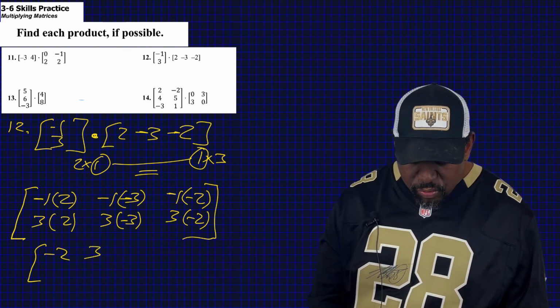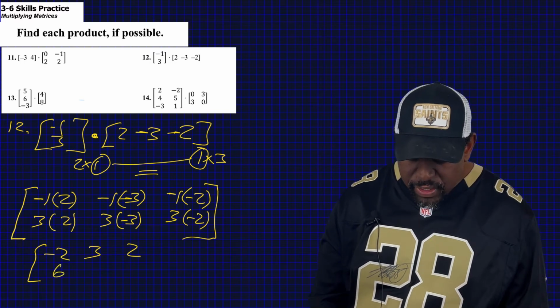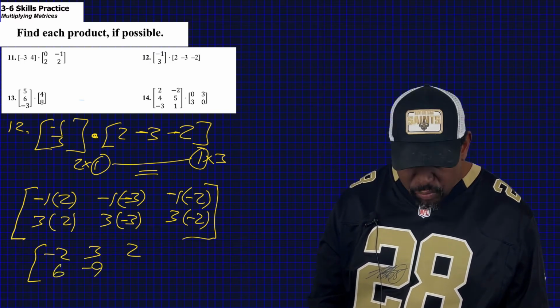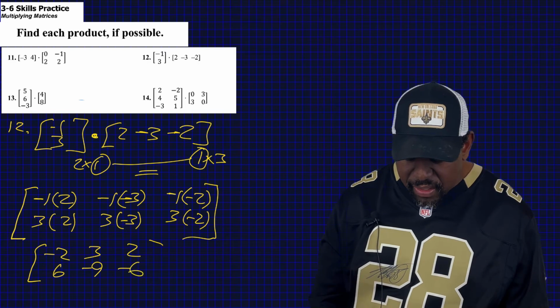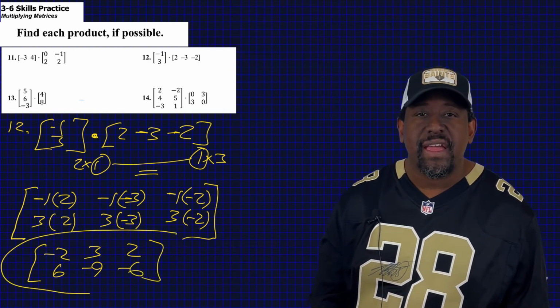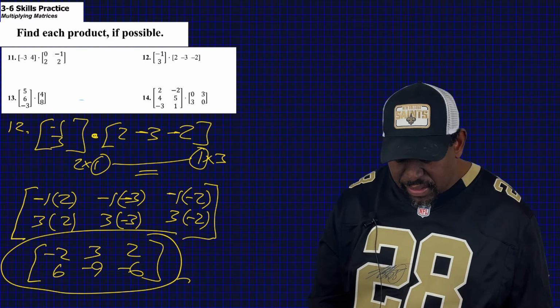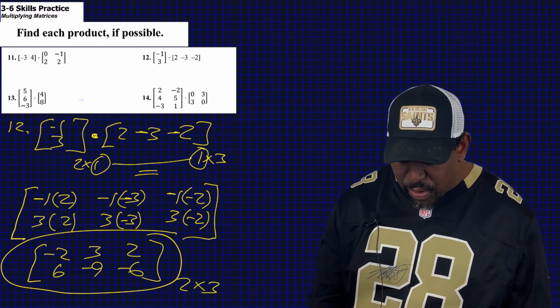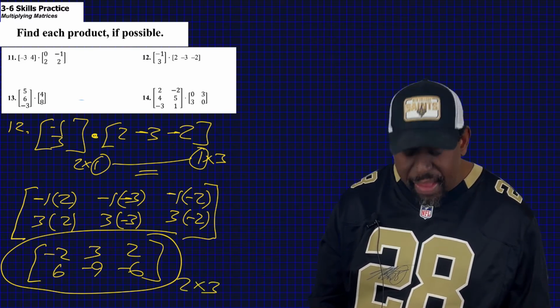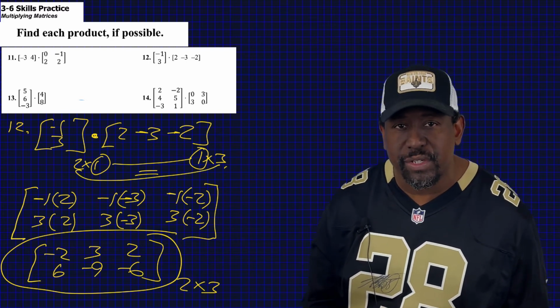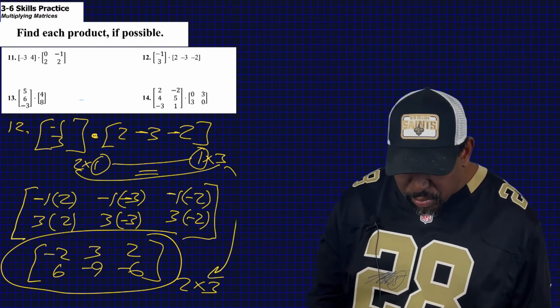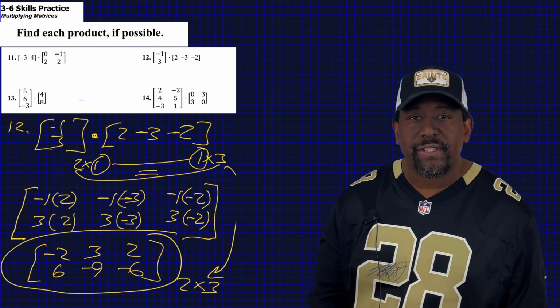Our first row will result in -2, 3, and 2. And our second row will be 6, -9, and -6. And so we have completed. And again, the answer has to be in 2 by 3 form. And this is what we have here. We have 2 rows, 3 columns, which lets us know that we multiplied the products correctly.